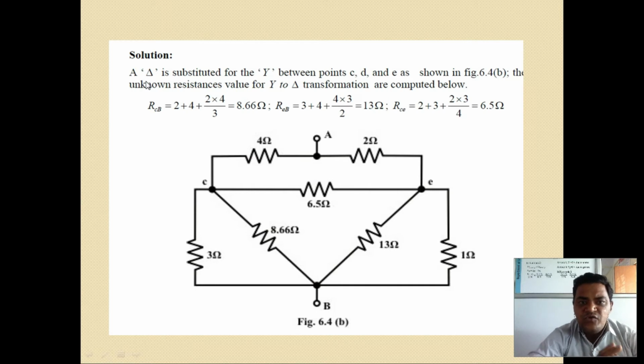A delta is substituted for the Y between C, D and E as shown in the figure. The unknown resistances for the Y to delta transformation are computed as follows. R of CB is equal to 2 plus 4 plus 2 into 4 upon 3, which is 8.66. Then R of EB is equal to 3 plus 4 plus 4 into 3 upon 2, which is 13 ohm. And R of CE is equal to 2 plus 3 plus 2 into 3 upon 4, which is equal to 6.5 ohm.